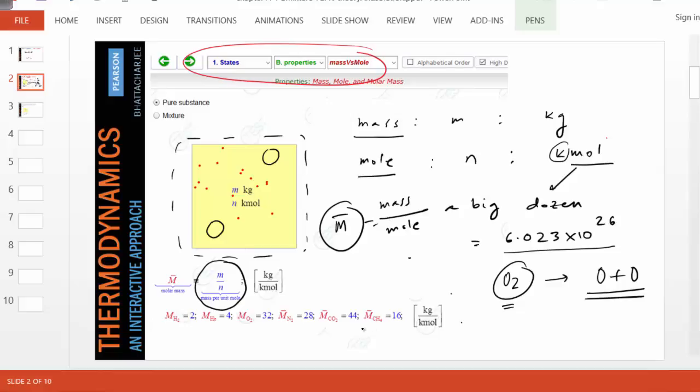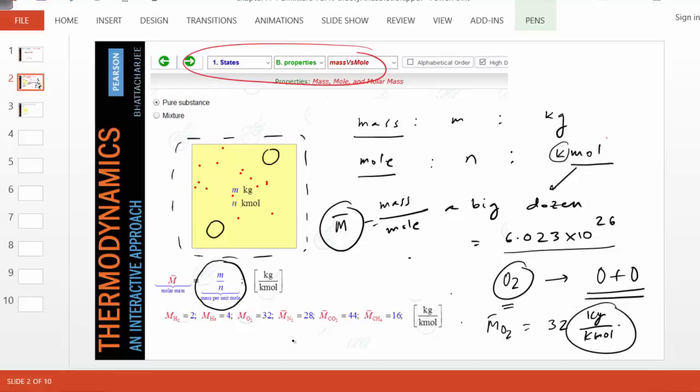Molar masses of several substances are listed here, but it's good to memorize a few. For instance, the molar mass of oxygen is 32 kg per kilomole. Notice that we'll always add a unit to molar mass, whereas in chemistry sometimes they skip the unit because they just compare the mass of a molecule with that of a hydrogen atom. For engineers, it's very important that we understand what the unit means.